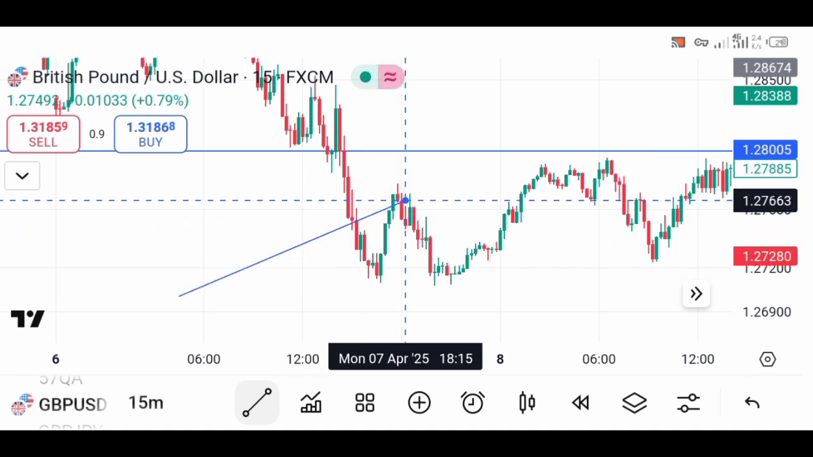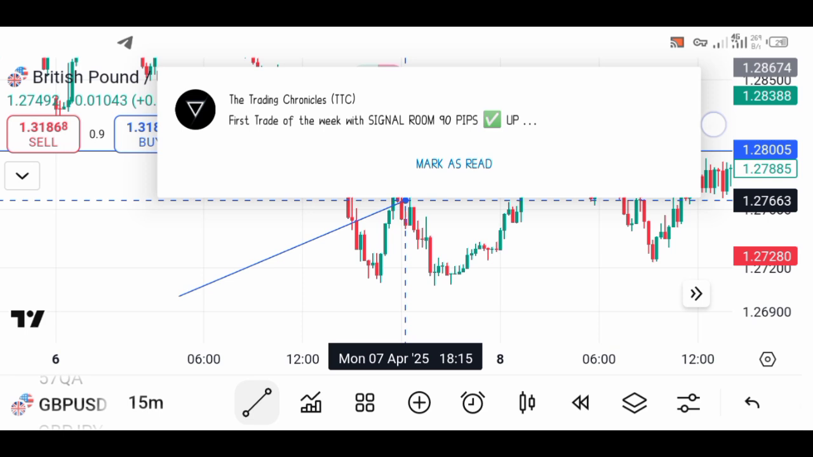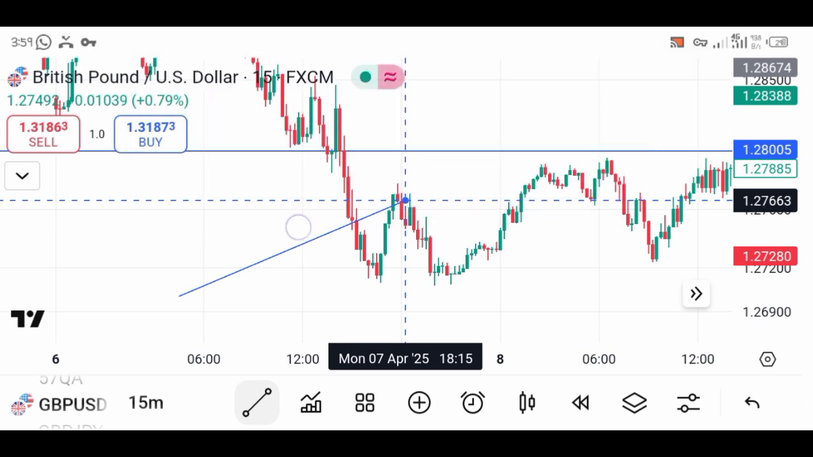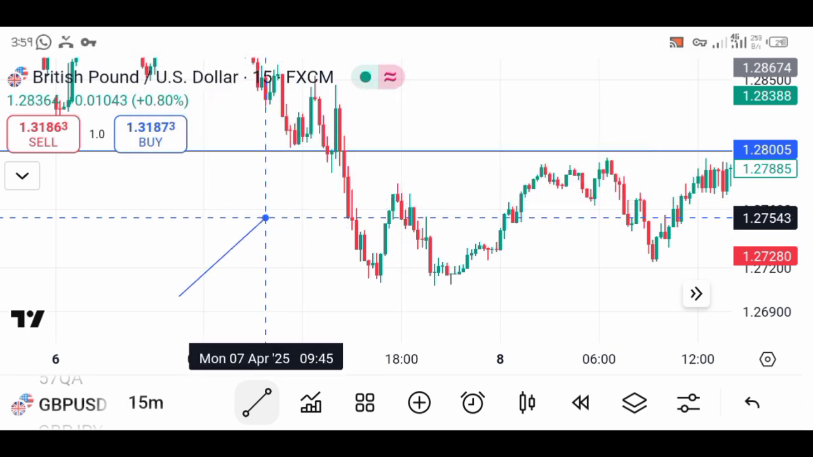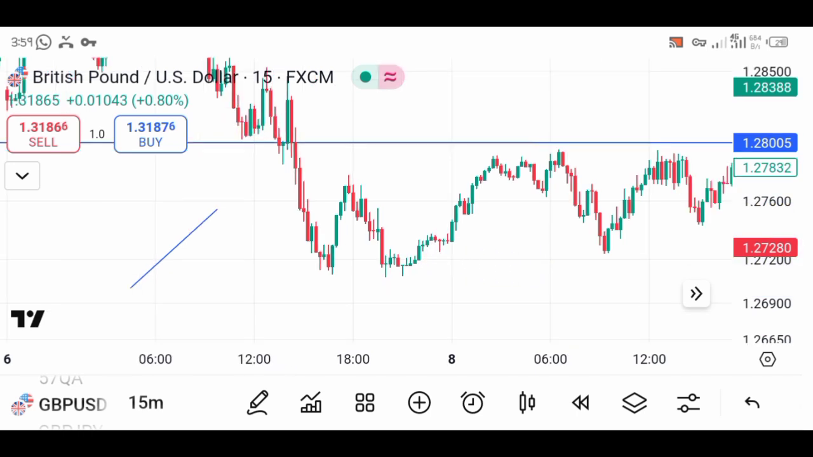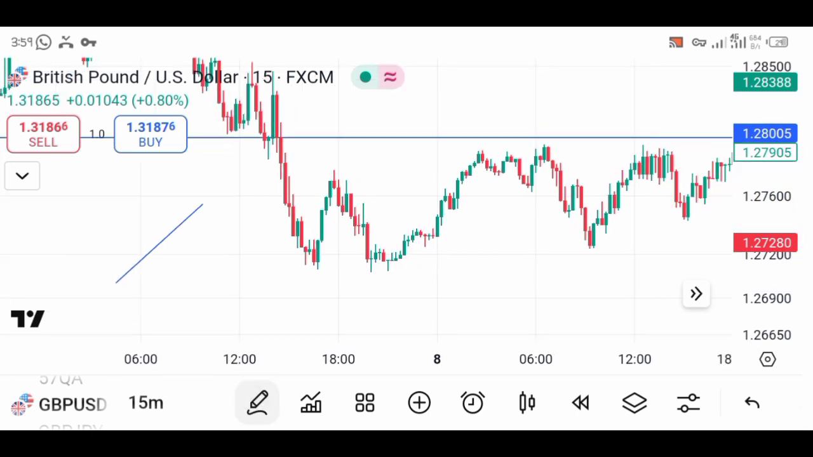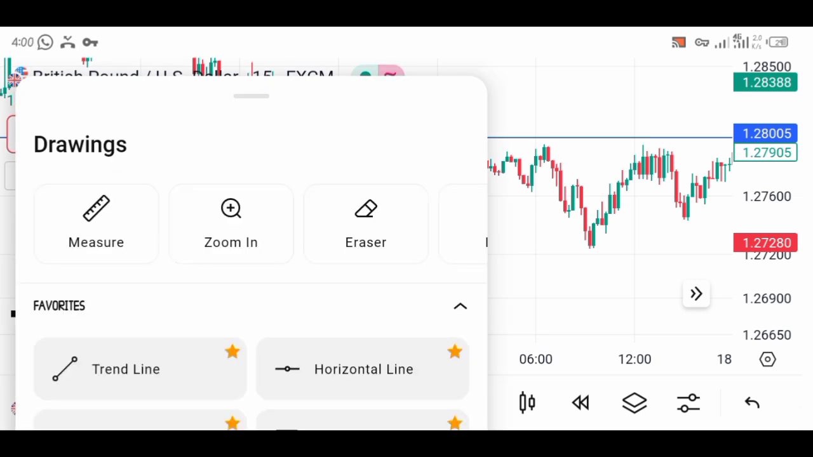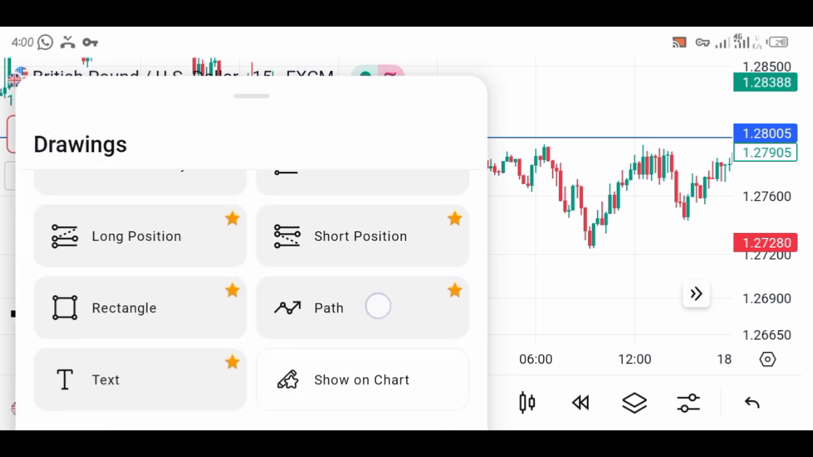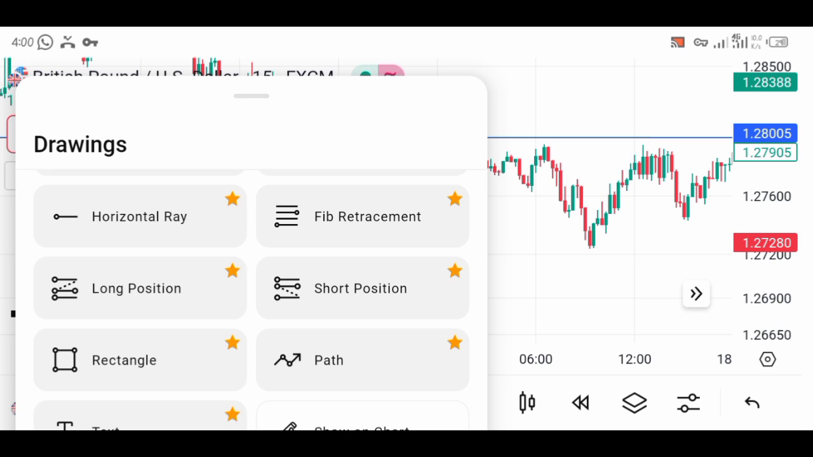You just start, when price gets to that area again, I'll enter my buy and I'll make profit. So this is me now. I saw that area before, that support area.